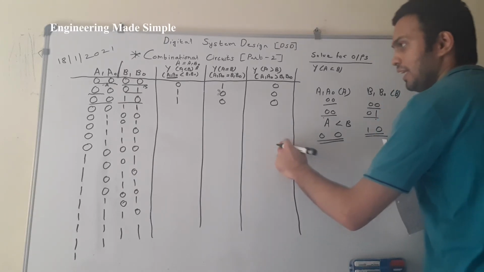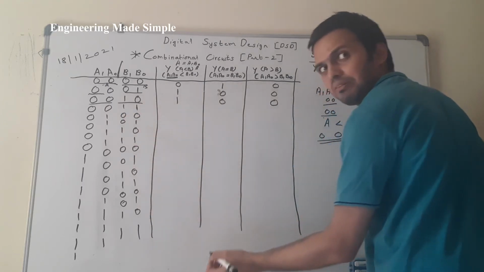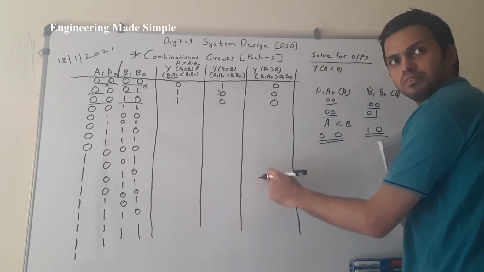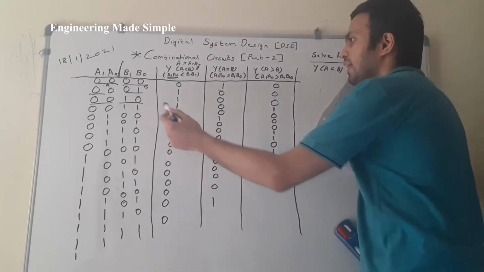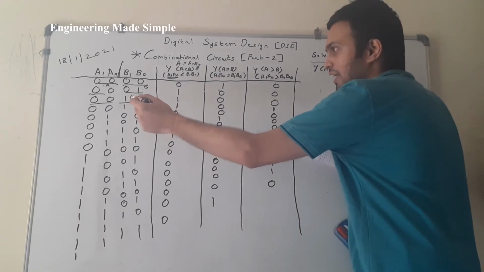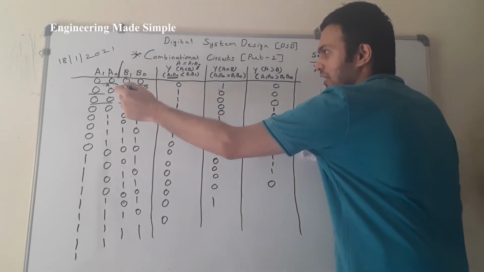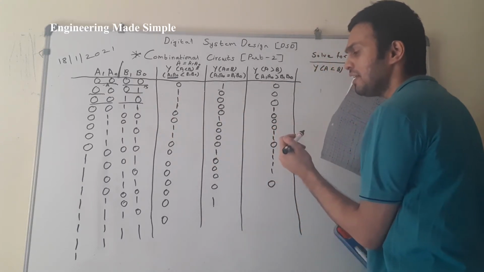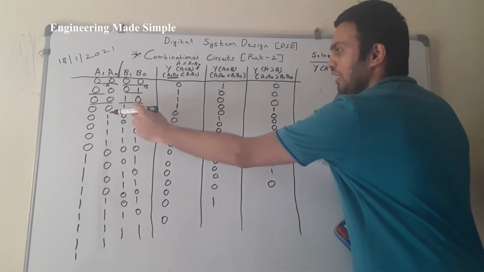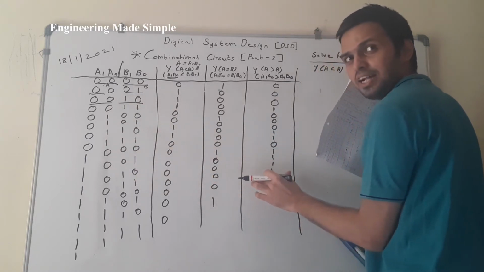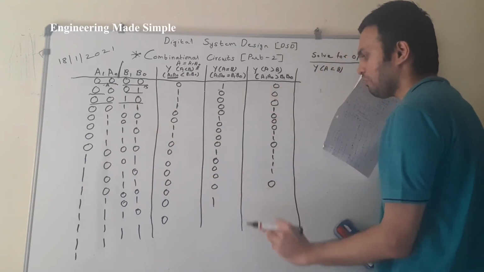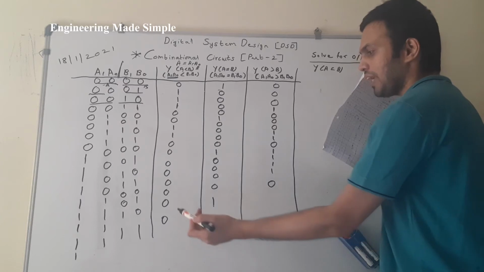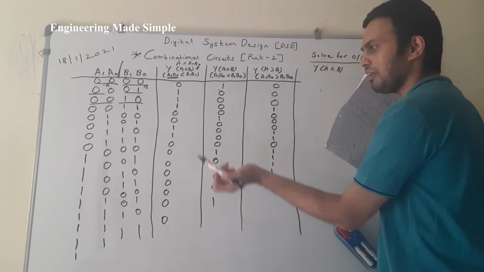So similarly you can complete this truth table. For the first three entries of the truth table, I have explained how the comparison takes place and how these outputs are generated. Similarly, by observing the remaining input combinations, you can derive the outputs and fill in the truth table. So now, as you can see, I have filled the truth table completely.